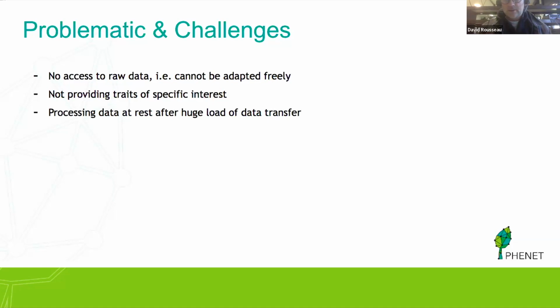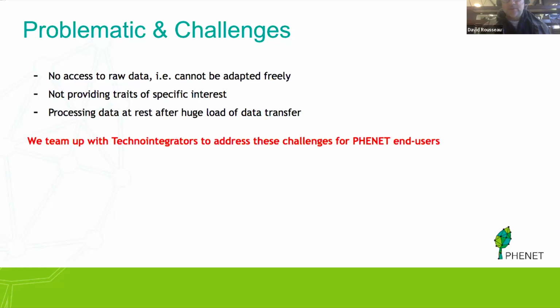Also, something that often happens is that some of these systems may produce a huge amount of data, so that when you go in the field afterwards, the extraction and then processing of the data may be a bottleneck, and we would like to address this bottleneck in some of our applications. I will make a focus on this. So we team up in PHENET with techno integrators to address these challenges for the end user that we target for the infrastructure here.